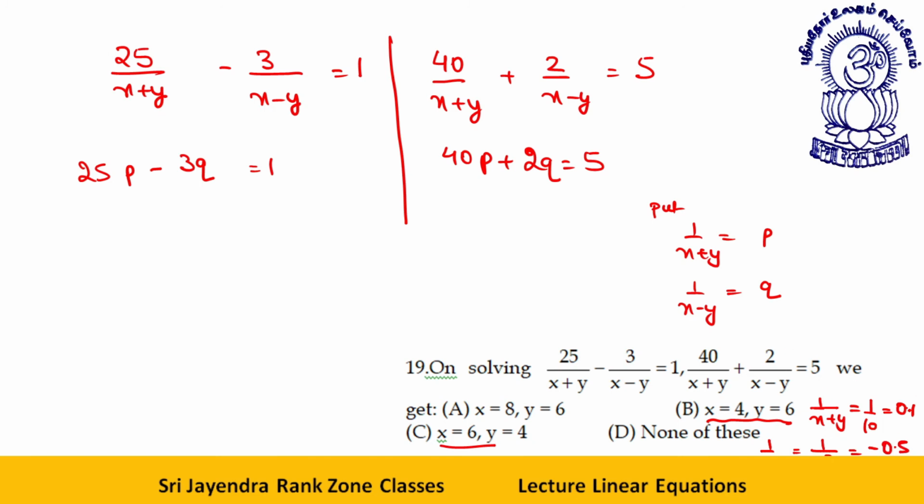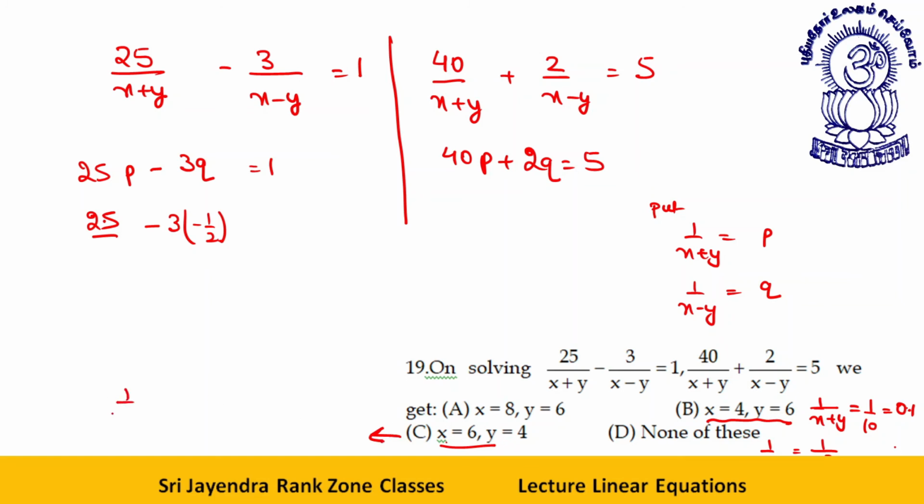Now 25p is 25 by 10, or 2.5, minus 3q. Q is minus half, so this becomes 2.5 plus 1.5. This will be added, and it won't do me any good. So I'll directly suggest you to put x is equal to 6, y is equal to 4. You will definitely get the answer.